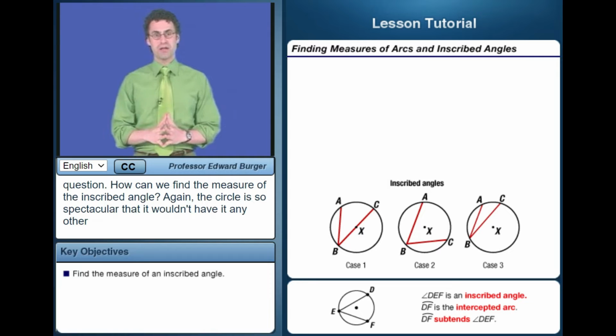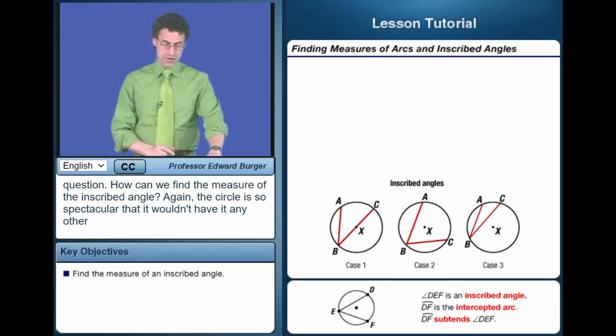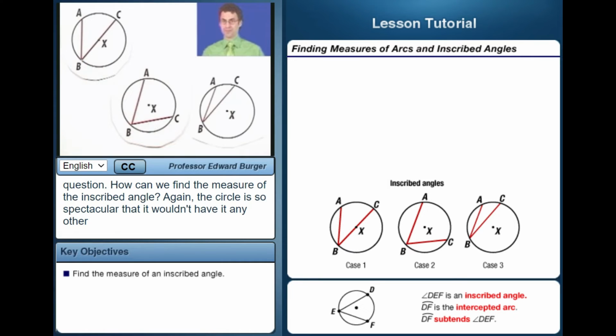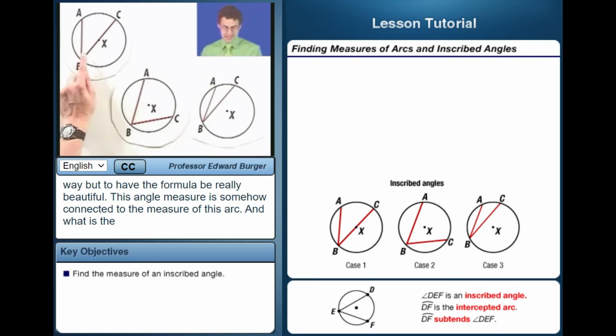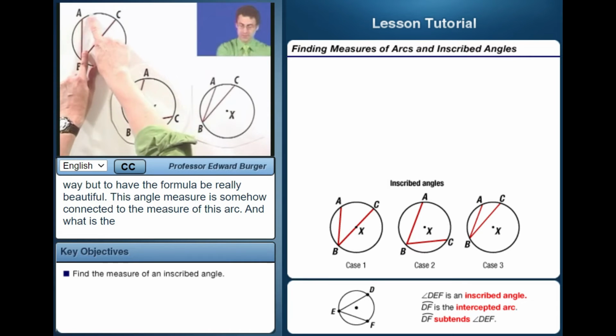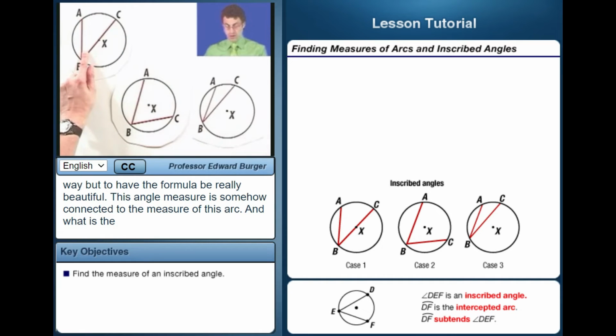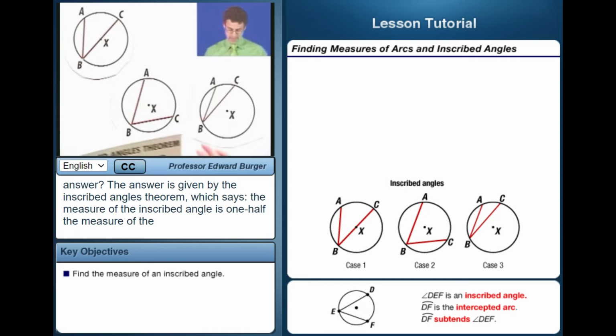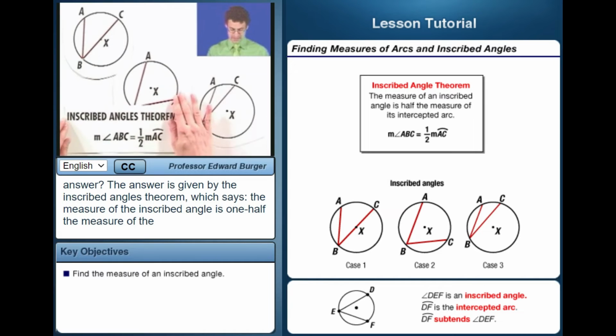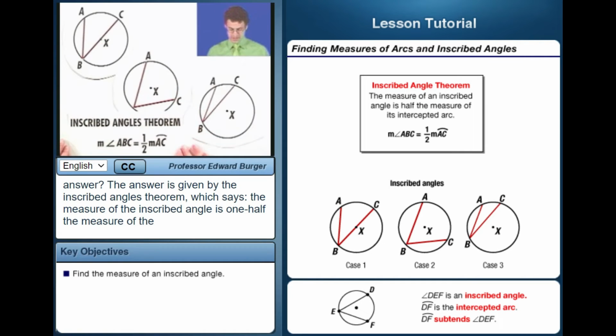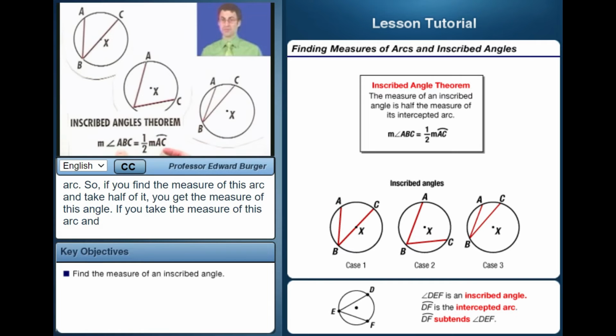Now, here's a question. How can we find the measure of the inscribed angle? Well, again, the circle is so spectacular that it wouldn't have it any other way but to have the formula be really beautiful. This angle measure is somehow connected to the measure of this arc. And what is the answer? The answer is given by the inscribed angle theorem, which says that the measure of the inscribed angle is 1/2 the measure of the arc.